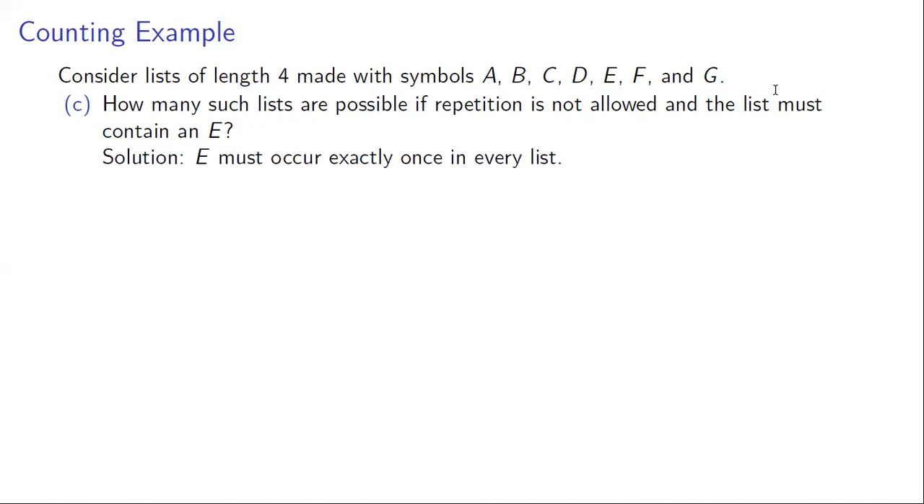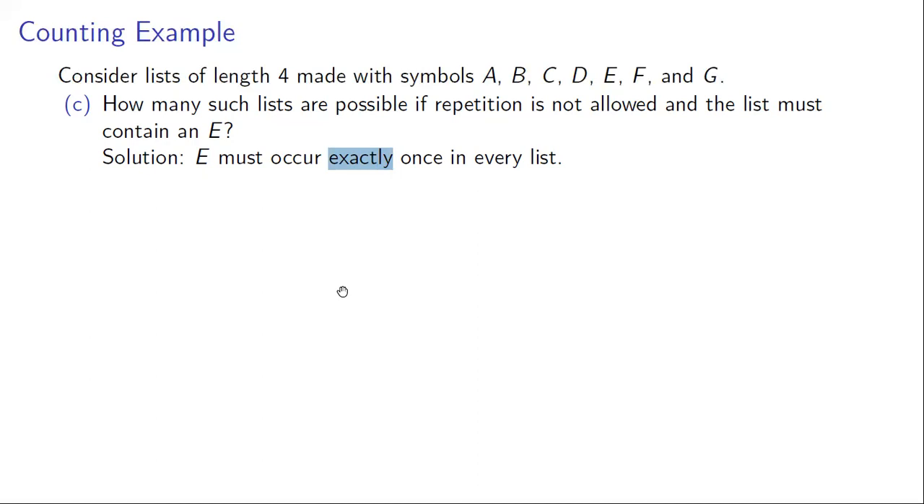So we know that E must occur exactly once in every list. Now, think about this. How do we know it has to occur exactly once? All we were told in the question is that the list must contain an E. But how do we know that it cannot contain more than one E? How do I know the word exactly? And you have to be very precise in math. So where do I know this word from?